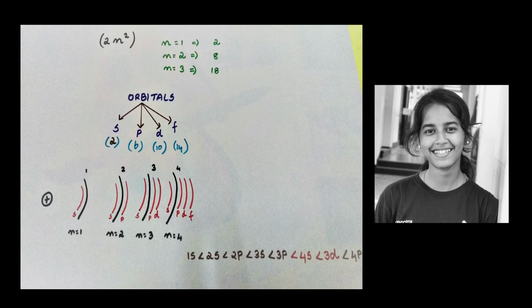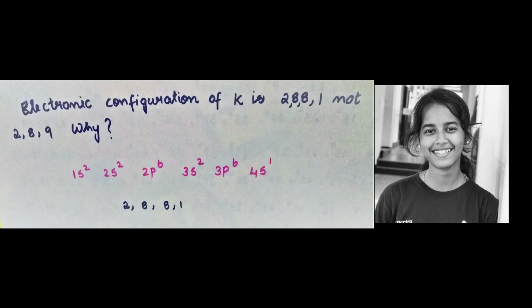Here it is said that in the third orbit we can accommodate a maximum of 18 electrons. Then you can have a doubt. For example, consider potassium. The electronic configuration of potassium is 2, 8, 8, 1, but not 2, 8, 9. You may think that according to this rule it can accommodate 18, right? So it must have the electronic configuration 2, 8, 9, right? Then why is it 2, 8, 8, 1? So I'm going to tell you how it comes.